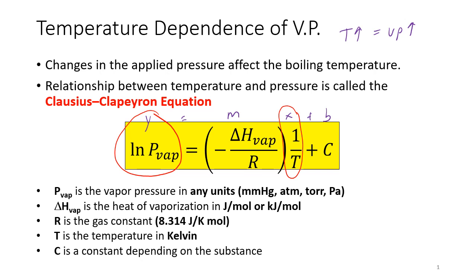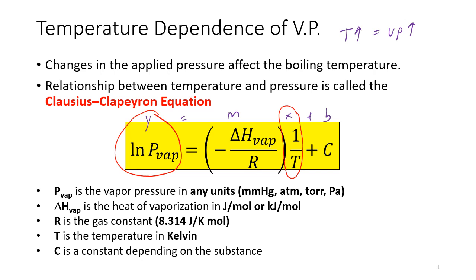P is the vapor pressure, and it can be in any units of pressure: millimeters of mercury, atmospheres, torr, pascals. Delta H of vaporization represents the heat of vaporization. This could be in units of joules per mole or kilojoules per mole.